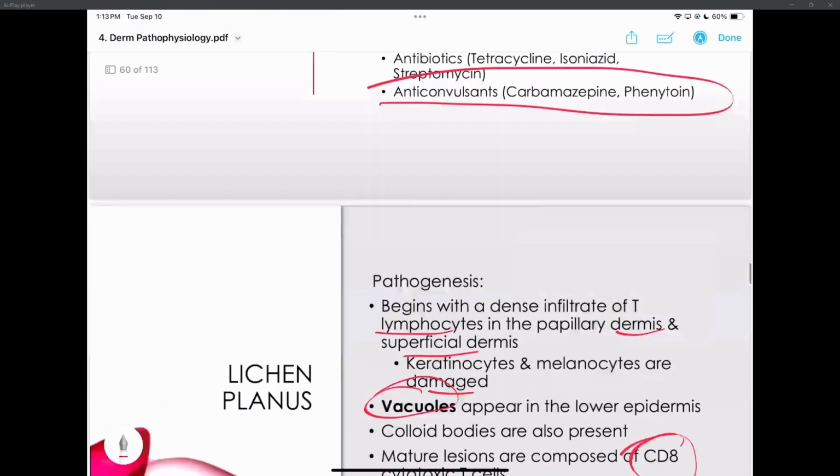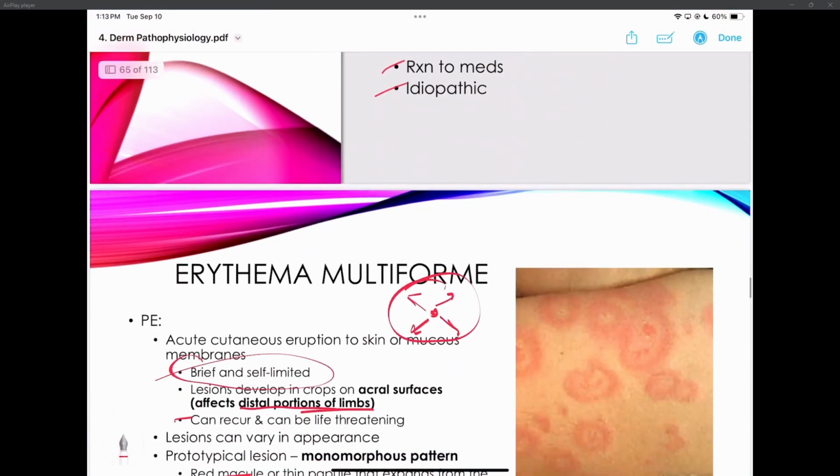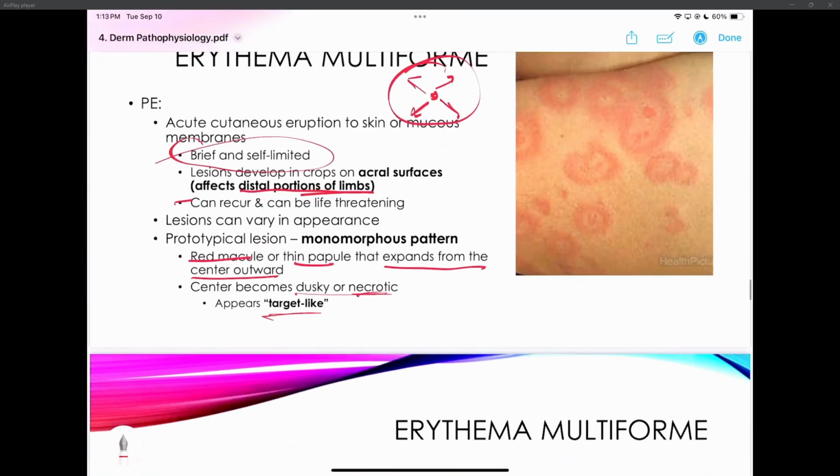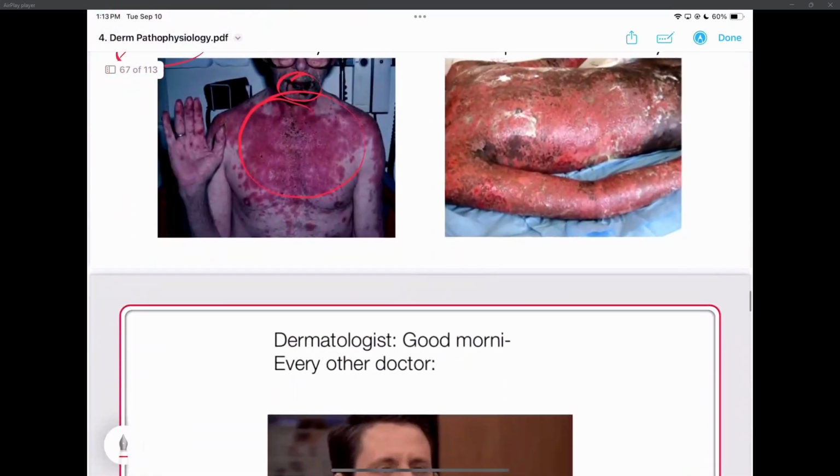Can Stevens-Johnson syndrome progress to TEN? Is that how that works, or are they separate? I think they're separate. It has to do with the mucosal involvement. And then you differentiate the two. Okay. So those are the two.